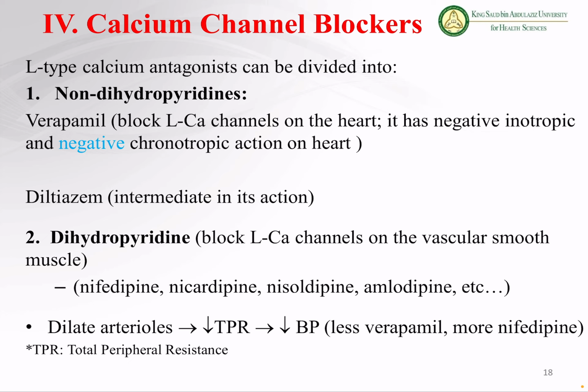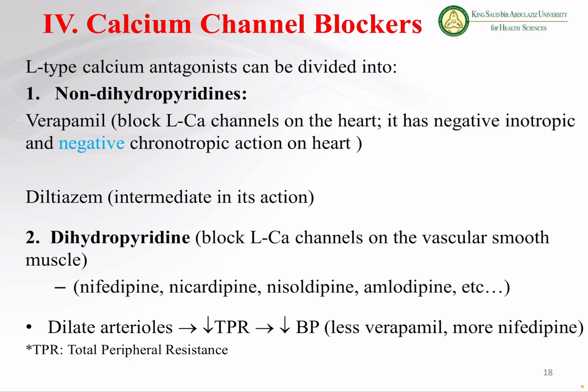So verapamil basically blocks the L-type calcium channels of the heart. We have L-type calcium channels in the heart, and also on the vascular smooth muscle. These non-dihydropyridines block the L-type calcium channels on the heart, and they have negative inotropic and chronotropic action on the heart.